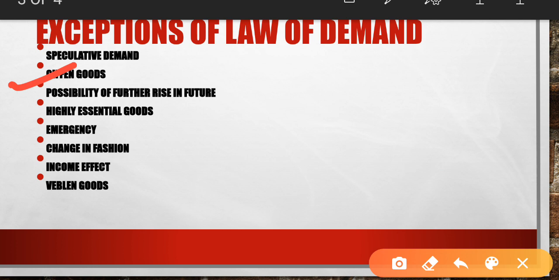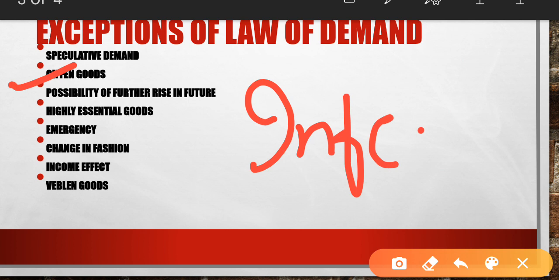Giffen goods. Now, what kind of goods are Giffen goods? Giffen goods are those goods which are inferior. Its other name is inferior. That means a product which is not good in quality, might be a moderate product which is not of very high quality. Then we can call it a Giffen good.